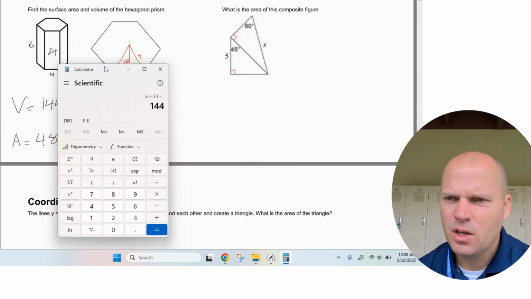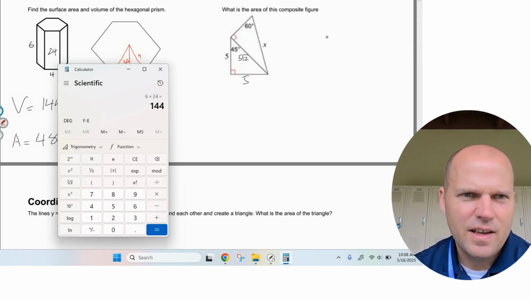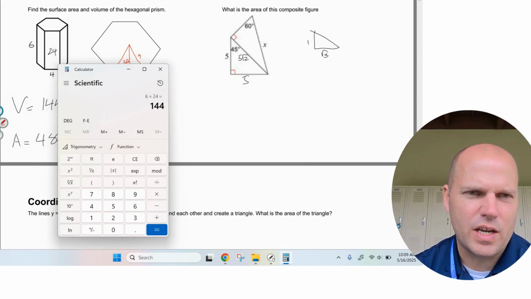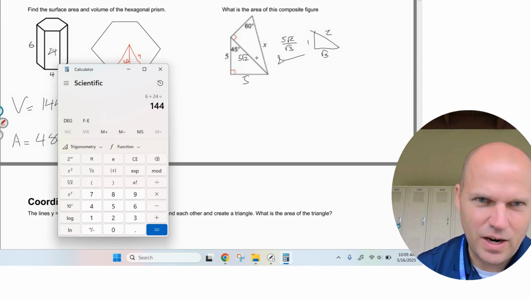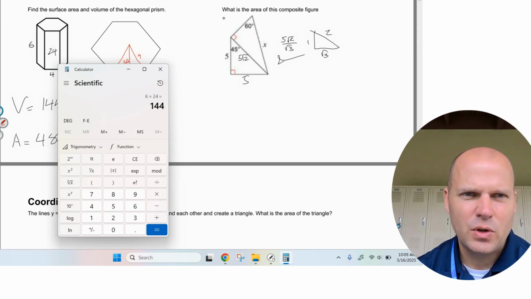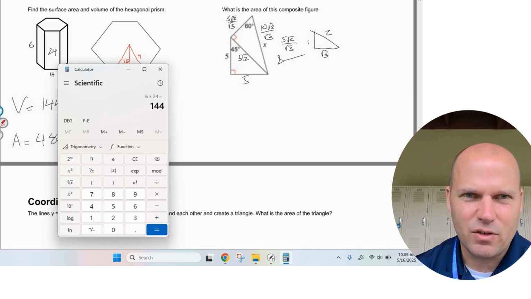Cool. Good question. What about this guy? This is fun because this is 5 and this is 5 root 2. Okay. If I have a 1, root 3, 2, what is the scale factor? 5 root 2 over root 3, right? You divide the two numbers, which means this is 5 root 2 over root 3, and this is 10 root 2 over root 3. Isn't that gross?